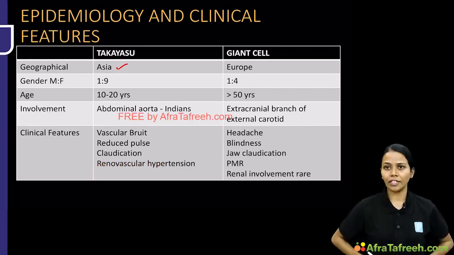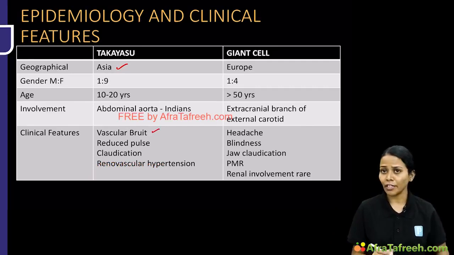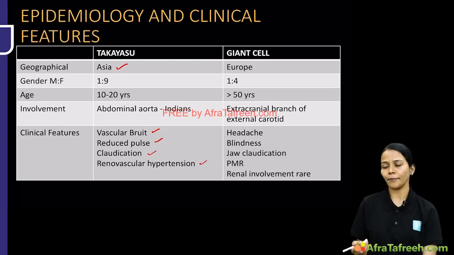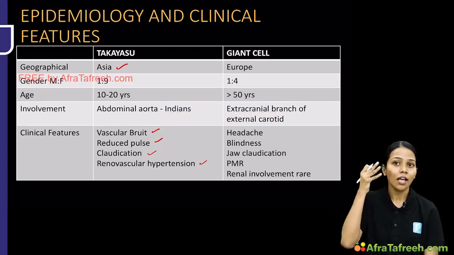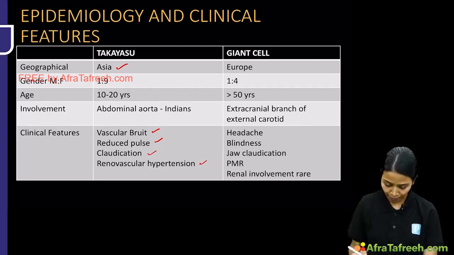Clinical features: if the renal vessel is involved, you're going to hear a renal artery bruit. There is going to be reduced pulse in the limbs, and because of reduced blood supply, there's going to be claudication and renovascular hypertension. But if, for example, the temporal artery is involved, you're going to have headache and jaw claudication, and with other extracranial branches like the ophthalmic artery, there is going to be blindness.